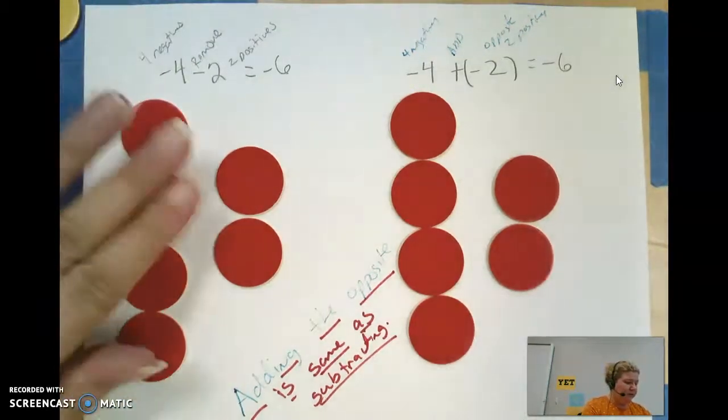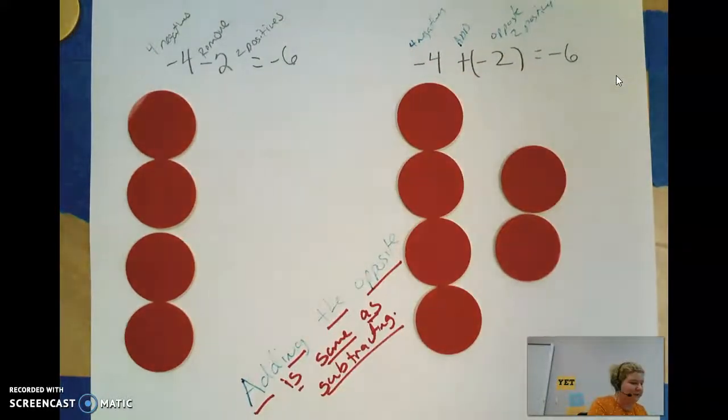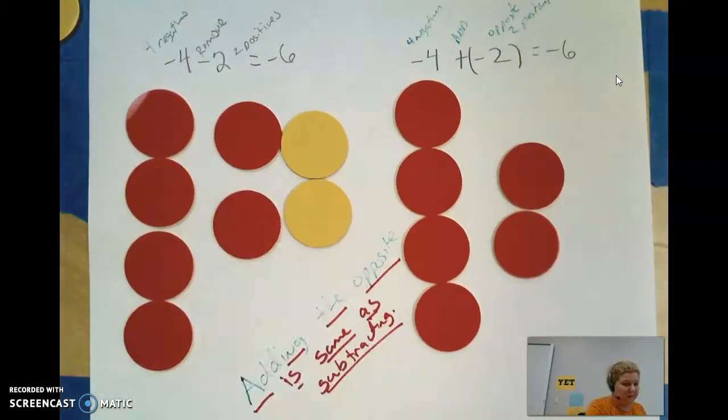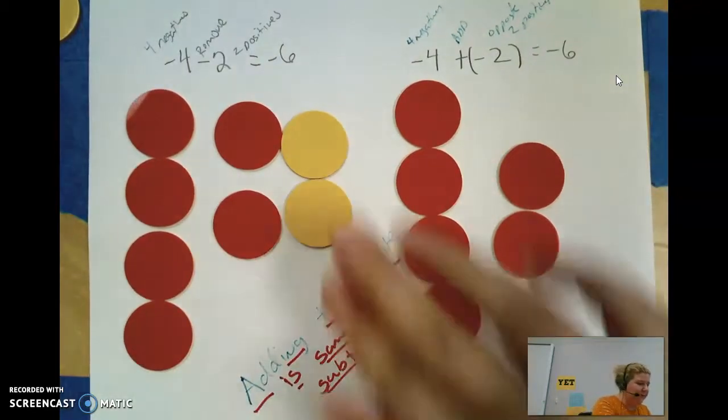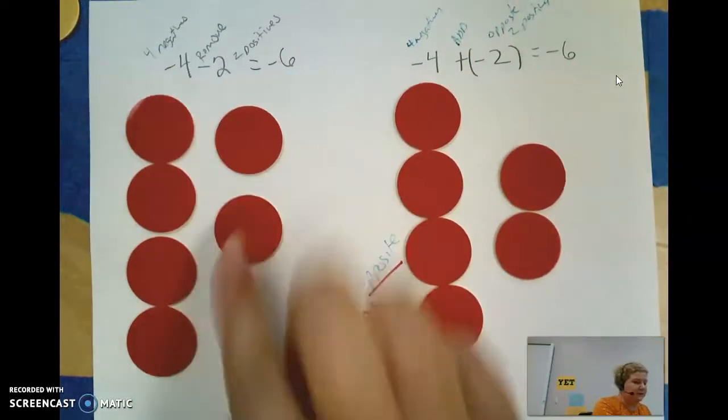-4, 4 negatives, and then I need to remove 2 positives, which I didn't have. So I added some zeros using the identity property. Didn't change my value, but now I have the 2 positives that I need to remove. So this is my answer.